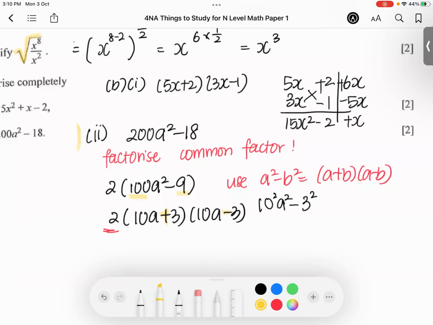So this question, please start with this during the exam. If you try to do the square root form and it doesn't work, then you check whether got common factor or not. Sometimes N-level exam can be so easy that they give you questions that look like that.